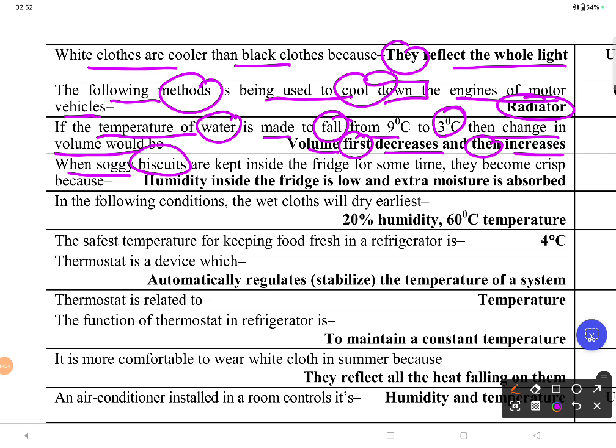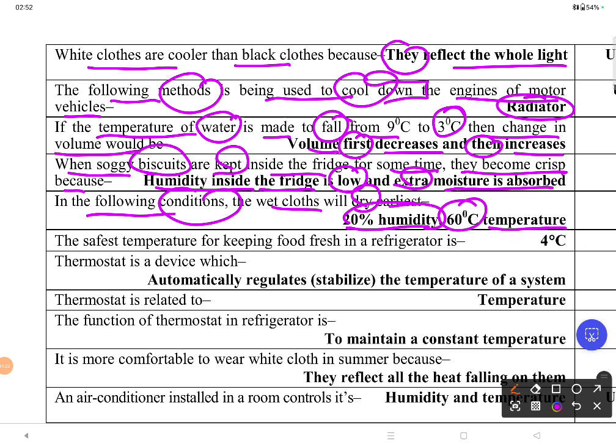When soggy biscuits are kept inside the fridge for some time, they become crisp because humidity inside the fridge is low and extra moisture is absorbed. In which of the following conditions will the wet clothes dry earliest? 20% humidity, 60 degrees Celsius temperature. The safest temperature for keeping food fresh in a refrigerator is 4 degrees Celsius.